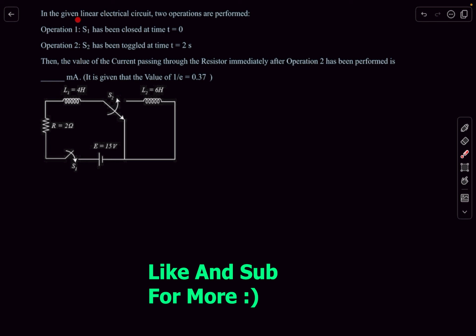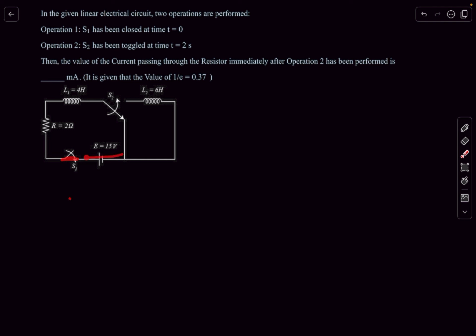Okay guys, so in this question we have a linear electrical circuit, and they've said we perform two particular operations. Operation 1 is that S1 is closed at time t equal to 0, and S1 is this particular loop. So this is the active circuit, and after a time of 2 seconds has passed since operation 1, S2 is toggled. So it's switched from this particular location into this particular location. Then we have to figure out the value of the current passing through the resistor immediately after operation 2 has been performed.